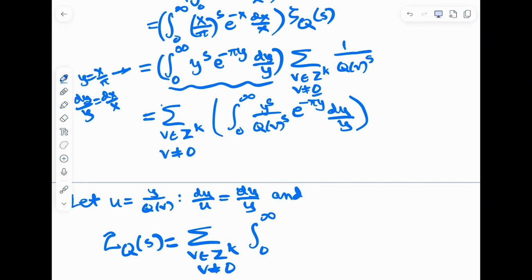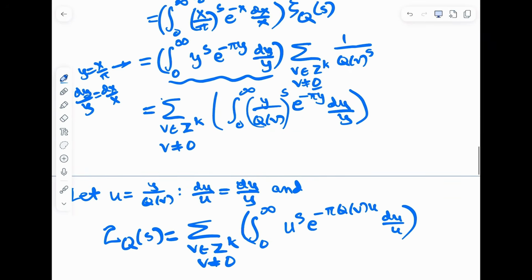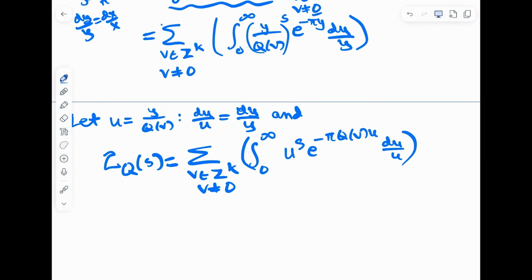So when you make your change of variables, maybe I should have written this as y over q(v), all to the s. That looks better. And so y over that, I'm going to get u to the s, e to the minus pi y, where y is q(v)u. So pi q(v)u, and dy over y is du over u. Now we have a sum of integrals, and everything converges nicely enough that it is valid to swap the order of summation and integration.